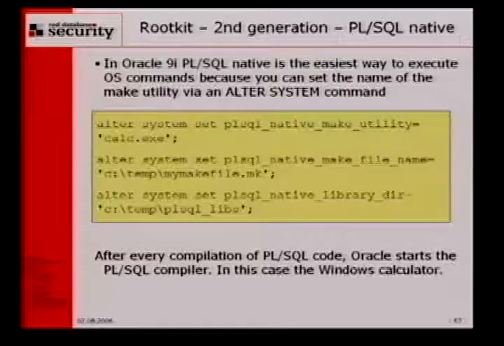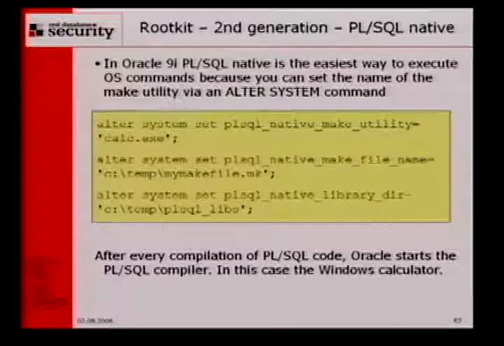In 9i, this was also one of the easiest ways to run operating system commands. Because by using the alter system command, you could specify the name of the make utility. So by using an alter system set PLSQL native make utility, if you set this value to calc, then every time you compile a PLSQL program, the Windows calculator pops up and tries to compile the binary.